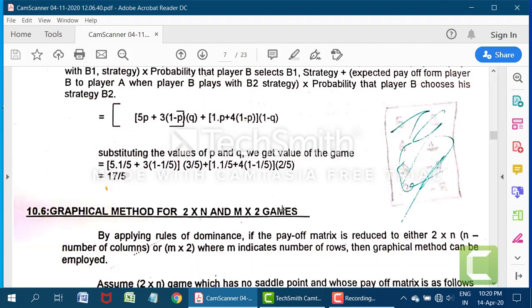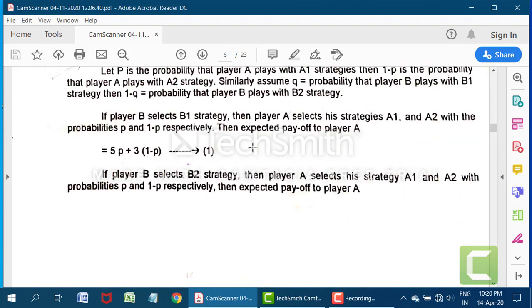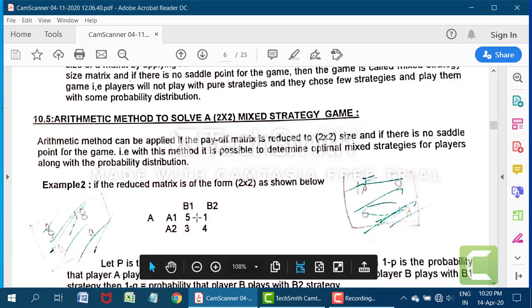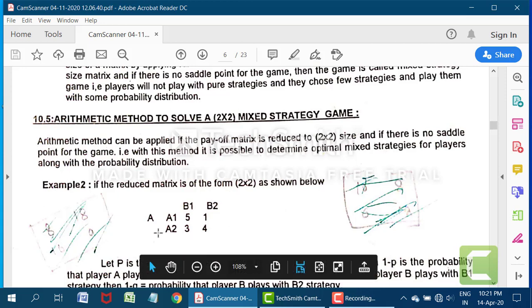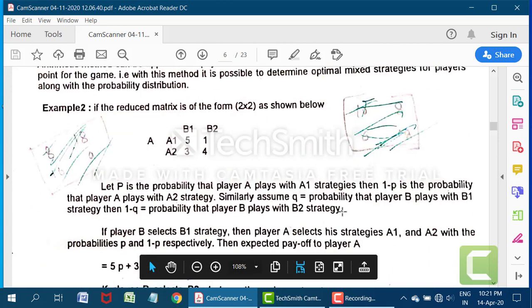In the other way also you can find the value of the game. B's expected loss when A plays the A1 strategy is 5 into Q plus 1 into 1 minus Q, into the probability that A plays A1, which is P. Plus, A plays the A2 strategy with probability 1 minus P, and the expected loss to player B is 3 into Q plus 4 into 1 minus Q, whole expression into 1 minus P. That way also you can find the value of the game, either way.